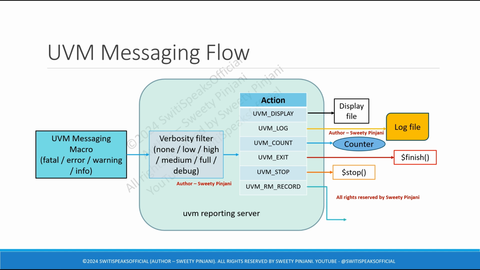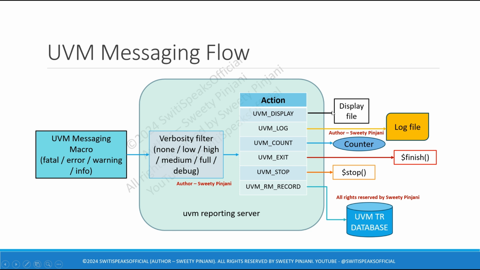If you set action to UVM RM record, there is a UVM transaction database in UVM. All these messages will go there. Very simple diagram. Four macros: fatal, error, warning, info. Fatal is most serious, info is least serious. It is just giving you info. Verbosity levels are six: none, low, high, medium, full, debug. None prints the minimum number of messages, debug prints the maximum number of messages.